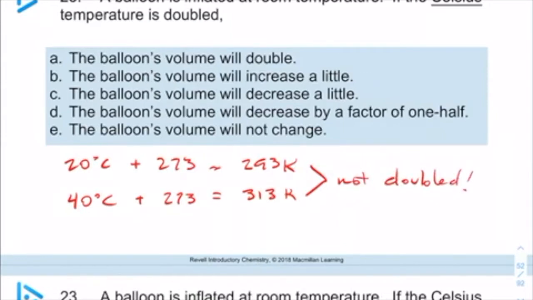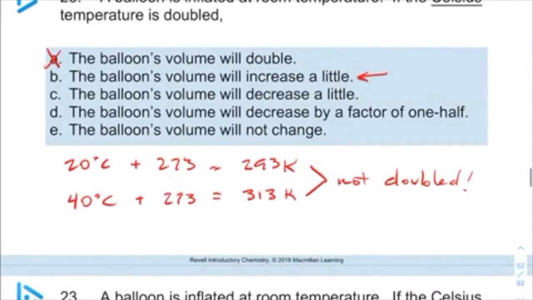So the size of a Celsius degree and the size of a Kelvin degree are the same, but they're offset by 273. So doubling the Celsius temperature does not double my Kelvin temperature. And kelvins is what we're concerned with in this chapter. So I will increase my temperature, but I don't double it. Whatever happens to the temperature affects the volume. They move together. They're directly proportional. So will my volume double? Not unless my Kelvin temperature doubles.